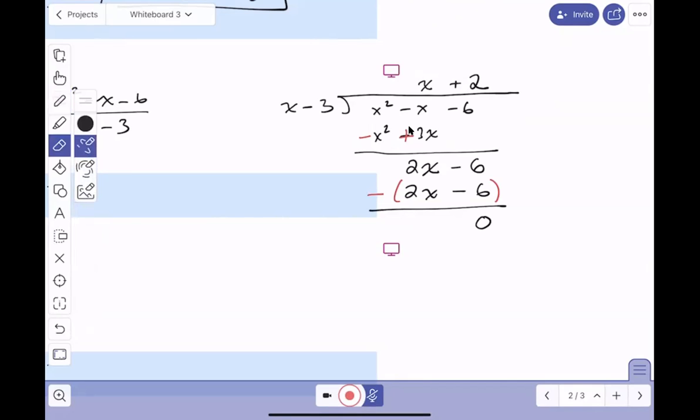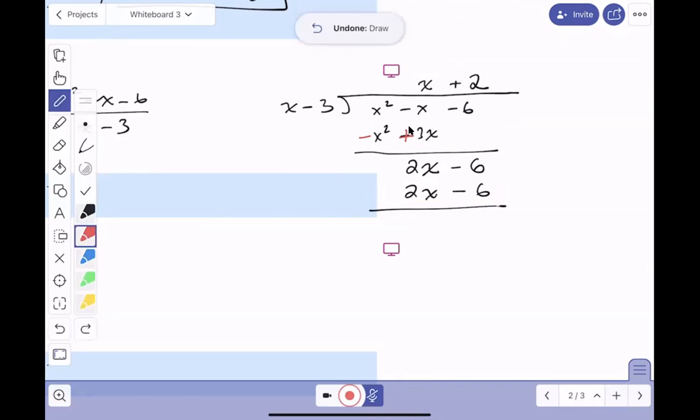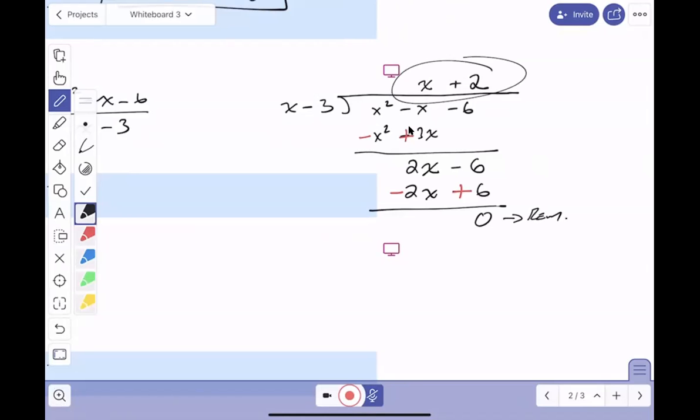I'm going to erase what I just put down over here. What some teachers tell you to do is change, whoops, sorry, let me go back to red ink. Change the signs and combine. Well, 2x minus 2x is nothing, and minus 6 plus 6 is nothing. And what does this mean? The remainder. Well, that's good. What's my answer? This.